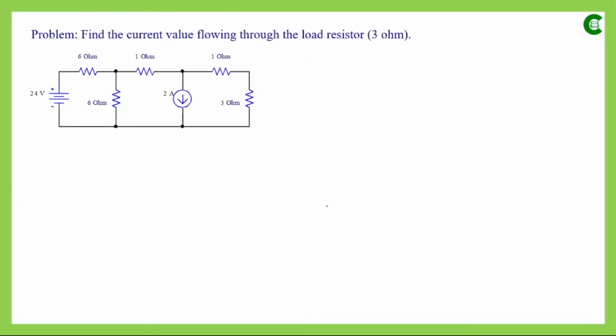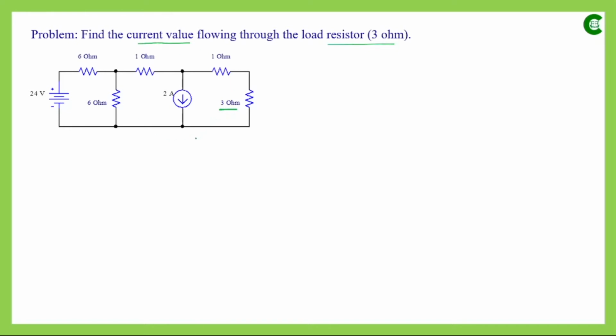Now here in this electrical network, what we need to find out is the current value flowing through the load resistor, which has the value 3 ohm, that means this resistor, by applying the source transformation rule.